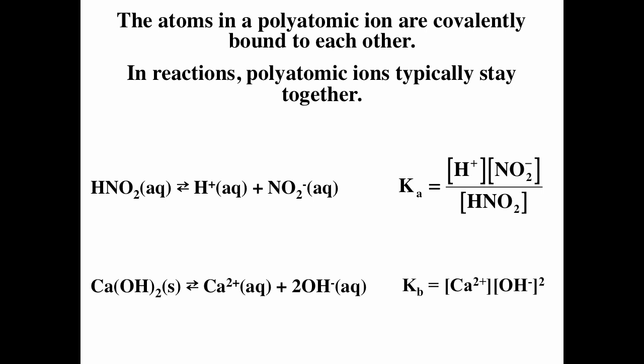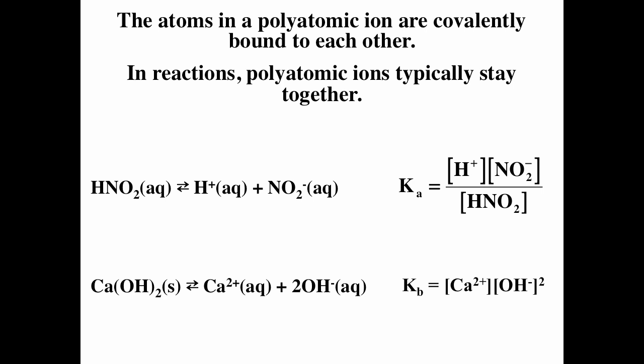And so atoms and polyatomic ions are covalently bound, and so in reactions, the polyatomic ions typically stay together. Nitrous acid, HNO2, converts into hydrogen ions plus nitrite ions. Again, notice that the nitrite is staying together. Calcium hydroxide dissolves into calcium ions and hydroxide ions. And again, hydroxide is a polyatomic ion. It stays together as a group.